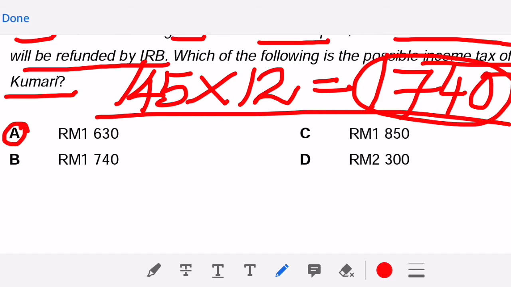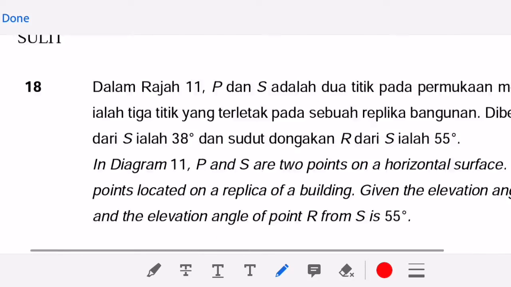All right, so let's proceed to the next one, number 18.